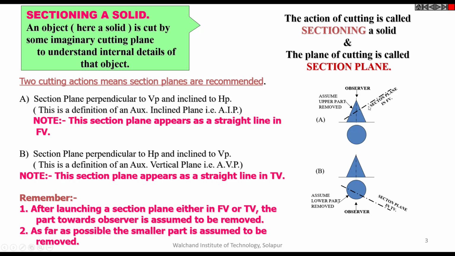Just consider this cutting plane making an angle of theta degrees with HP, and in the problem they are going to mention that it is at a certain height from the base. It may be passing through the axis, or it may be at this position or that position. So one angle and another height are going to be given. The height is nothing but the position of passing of that particular cutting plane given in the problem.